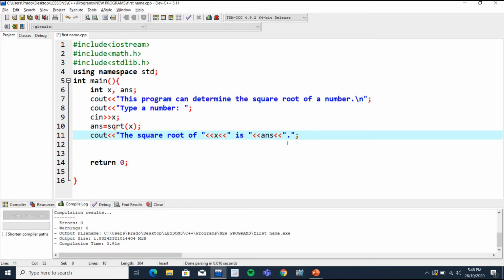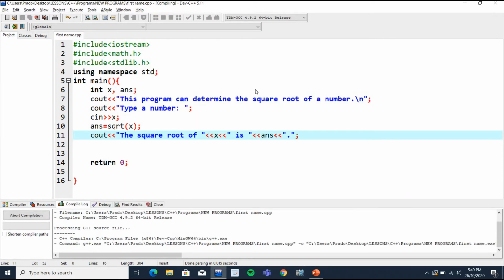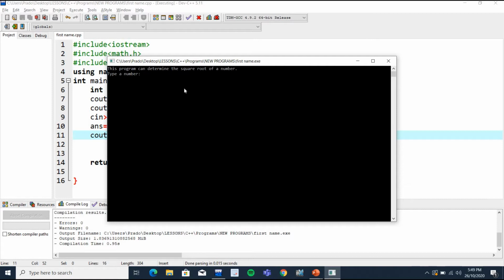So, ayan. So, we will try to run the program. This program can determine the square root of a number. So, type a number. For example, 25. So, ayan. The square root of 25 is 5. So, another. For example, 124. Type a number, 124. The square root of 124 is 11. So, yan po yung paggamit ng square root.